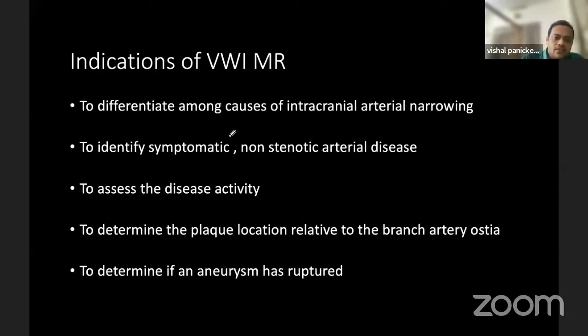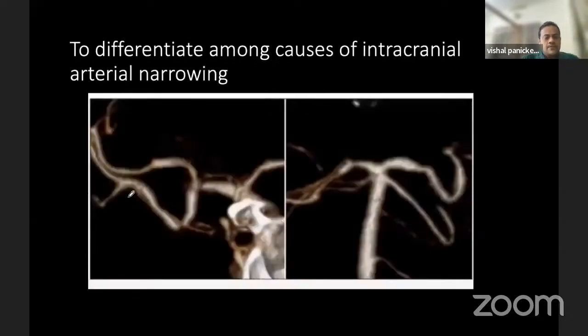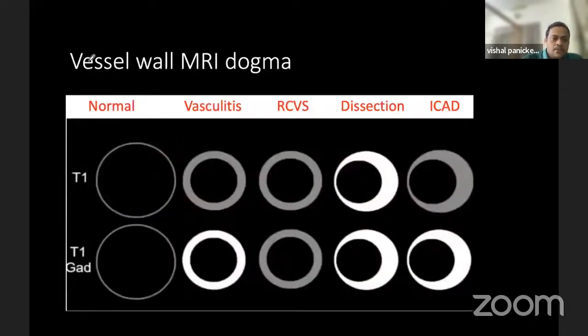So what are the indications for vessel wall MR imaging? To differentiate among the causes of intracranial arterial narrowing, to identify symptomatic non-stenotic arterial disease, to assess disease activity, to determine the plaque location relative to the branch artery ostia, and to determine if an aneurysm has ruptured. First, about how to differentiate among the causes of intracranial arterial narrowing. So we have a vessel wall MRI dogma here.